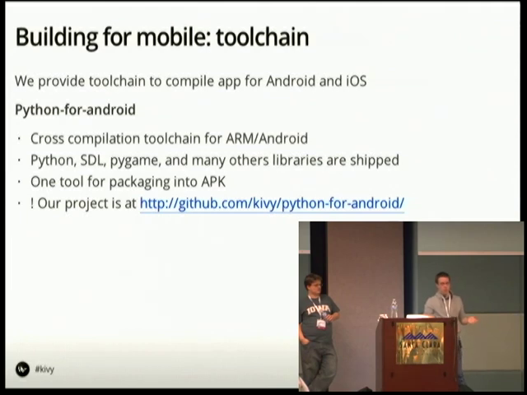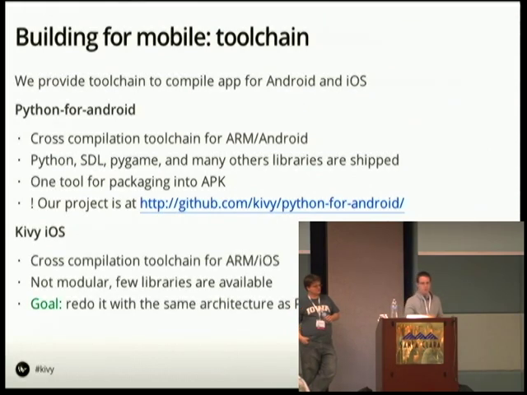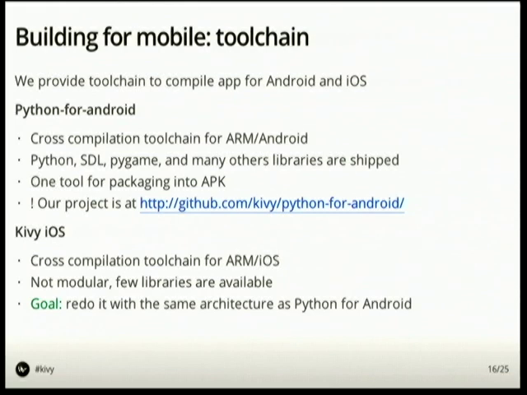So be warned, there are two Python for Android projects. If you search on Google, you will have two results. Our Python for Android is located at GitHub/Kivy. The other one is commonly named P4A, right? Okay. And there is another toolchain we provide for iOS, Kivy iOS, but it's not designed the same as Python for Android. So it's not modular, you cannot really add the libraries you want. We need to redesign this project.